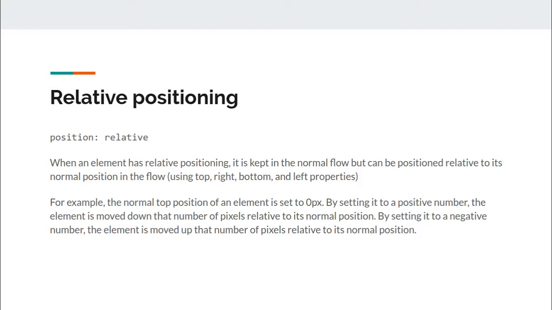So if the normal top position is 0 pixels, that's the normal top position if it's in the flow. If we set it to a positive number, we're going to push that element down that number of pixels relative to its normal position. Setting it to a negative number is going to move it up that number of pixels from its normal position in the static flow.